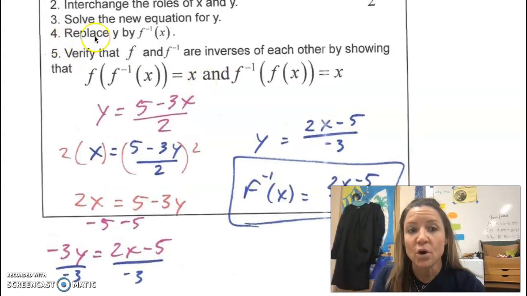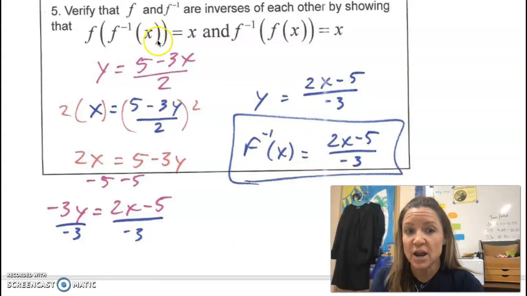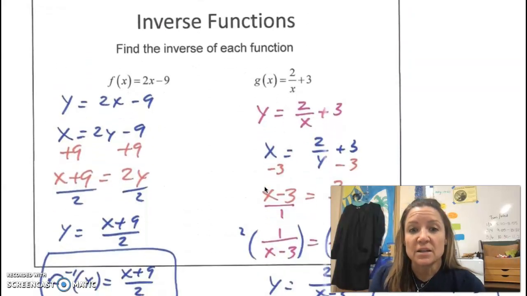Okay, step number 4, you're going to take that y and change it back to function notation, but you're going to call it the inverse of f of x. And then you can verify that they plug into each other and you get the same answer, x. Okay? All right, let's look at another one.